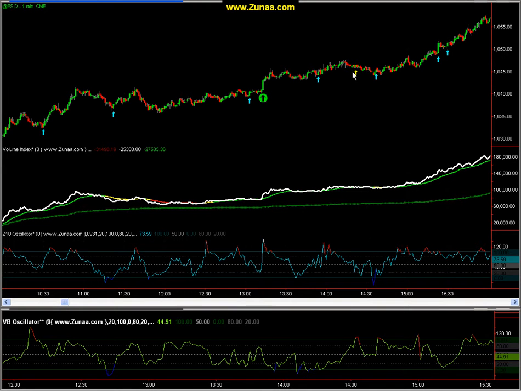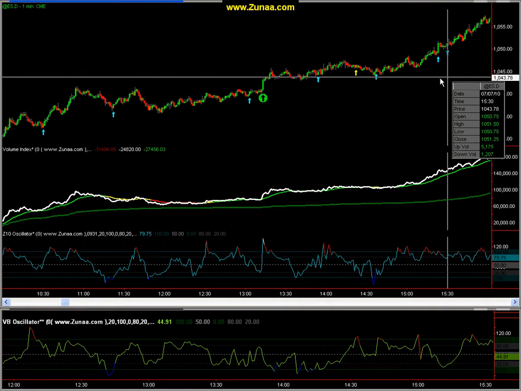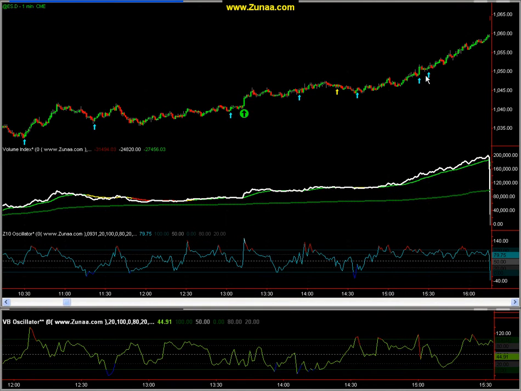The ones marked yellow are trades that would have gotten stopped: a long signal, and another long signal to finish out the day, which was very nice. You could have stayed in and caught this entire move up, just about 8 to 9 points in the S&P.